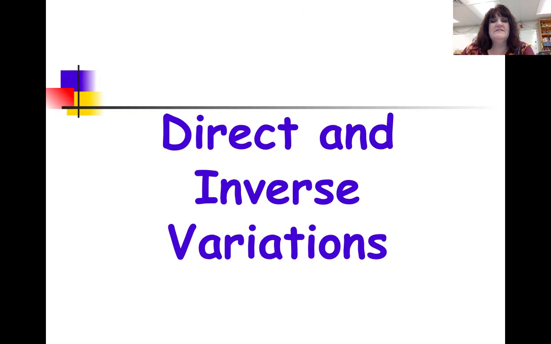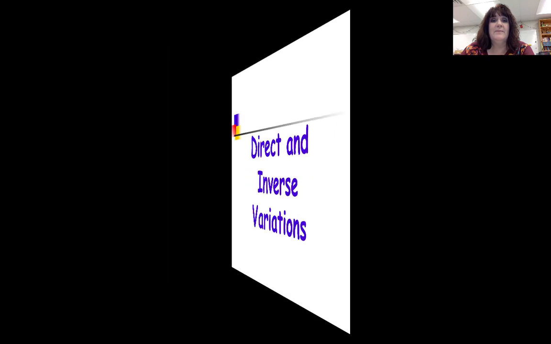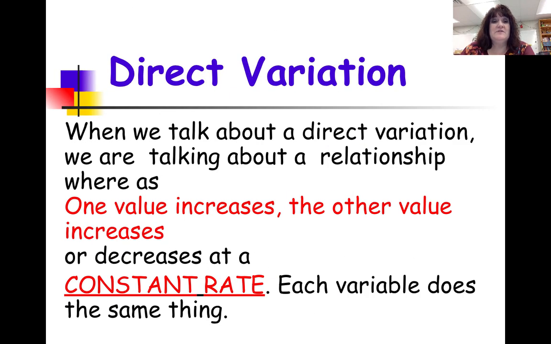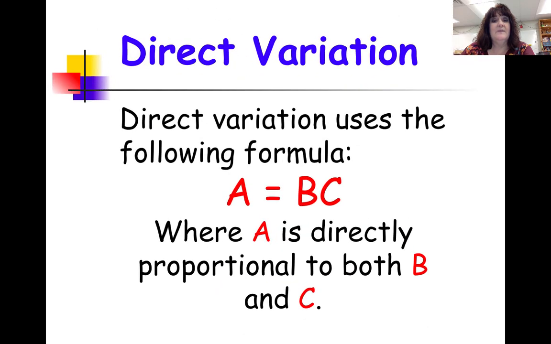The second part of this is direct and inverse variation. We did a lot of this first semester, so you may not need to write this down. It's just kind of a recap. Direct variation first. When we talk about direct variation, we're talking about relationships where as one value increases, the other value increases, or they both decrease at a constant rate. Each variable does the same thing. So direct variation uses the formula A = BC, where A is directly proportional or related to both B and C.